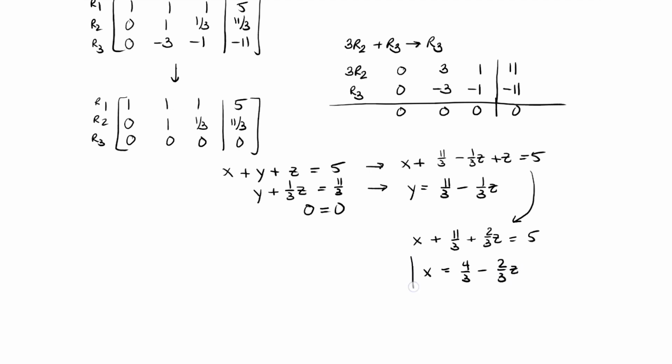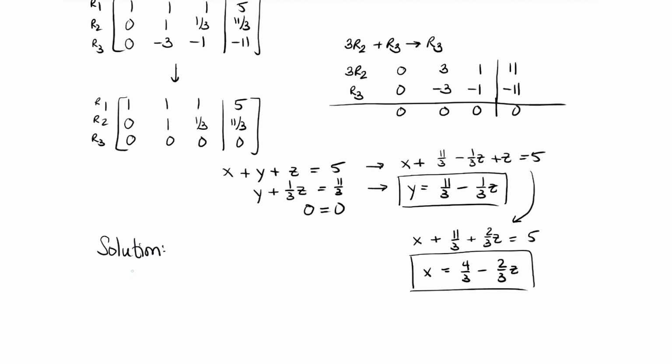So I'm going to write this out. We have our x equals, we have our y equals. Our solutions all have a certain form. X is equal to 4/3 minus 2/3 z. Y is 11/3 minus 1/3 z. And this is all for a given value of z. So when z equals 0, there's a solution. When z equals 1, there's a solution. When z equals 2, there's a solution.